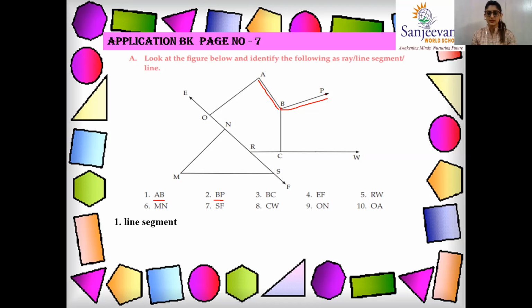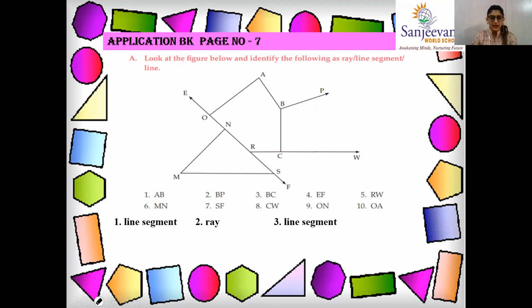What type of figure is this? So BP is a ray. Correct. Now look at this BC. Over here we have B and here is C. Again the same, a point over here and a point over here. So BC, what do you think BC is? BC is a line segment again.